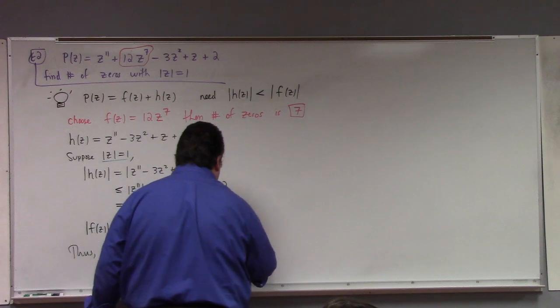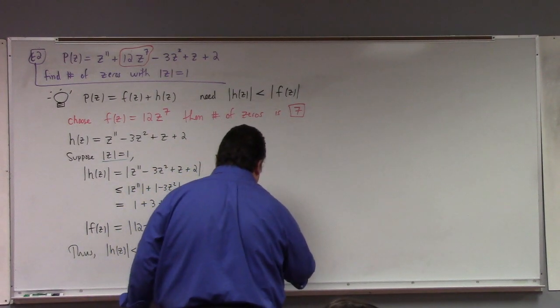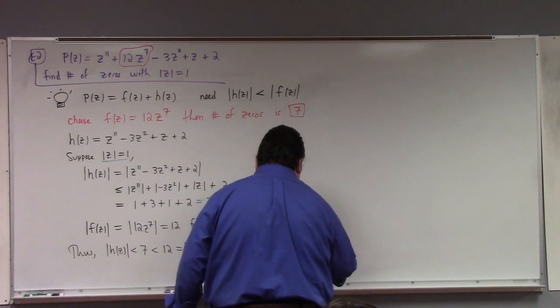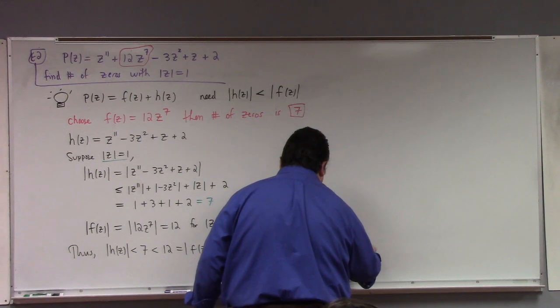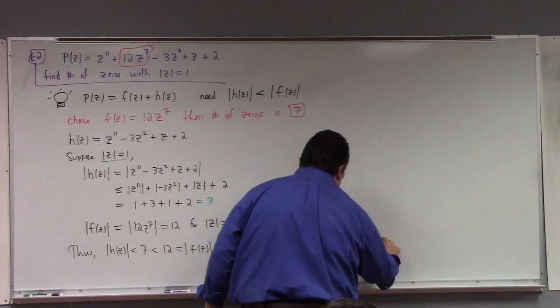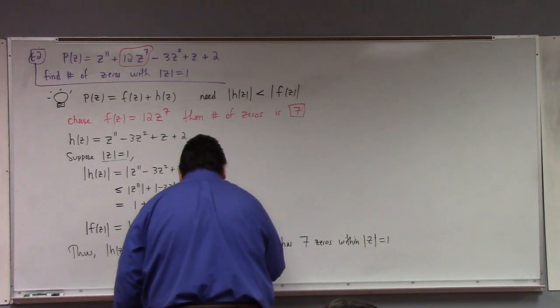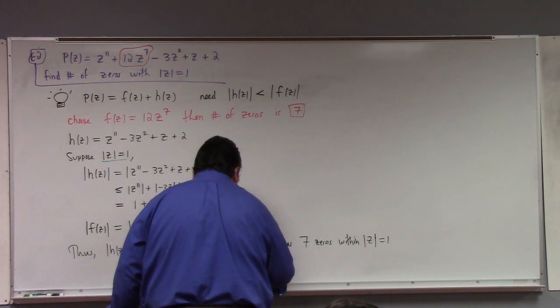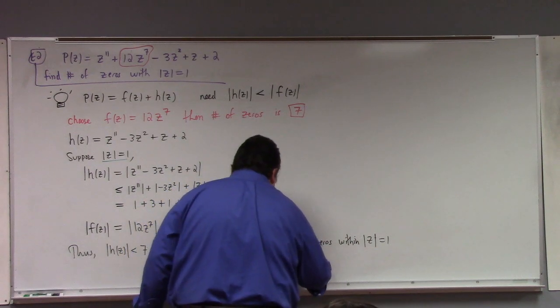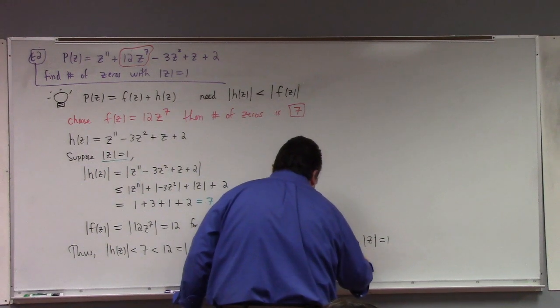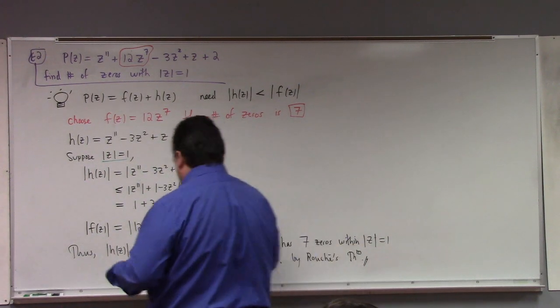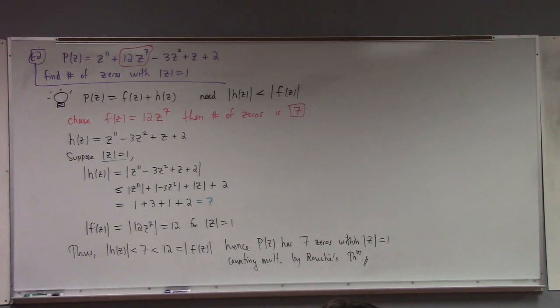Hence, p of z has 7 zeros within the unit circle, counting multiplicity, by Rouche's theorem. See what I did right there? That's called writing a conclusion. Something you guys should think about doing.